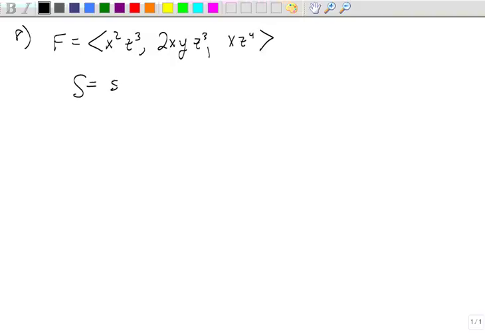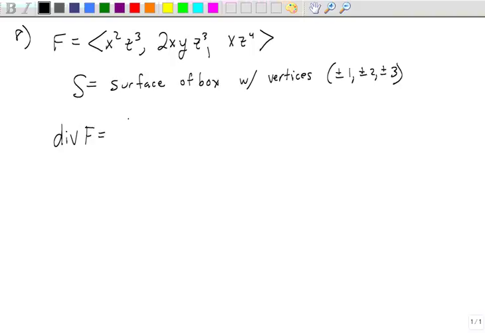Okay, let's look at number 8. This is 17.9. And S equals the surface of the box with vertices. Okay, first we'll figure out the divergence of F.